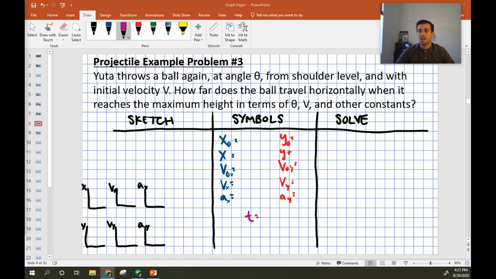We're going to figure out how far the ball travels horizontally, not how long it takes to get to the ground, but how far it goes until it gets to its maximum height. There are a couple of new things for this problem. But at the end, we're only going to solve it in terms of theta, v, and any other constants that exist in nature, things like g or numbers like 2, that don't change depending on how we set up the problem. That would just always be true.